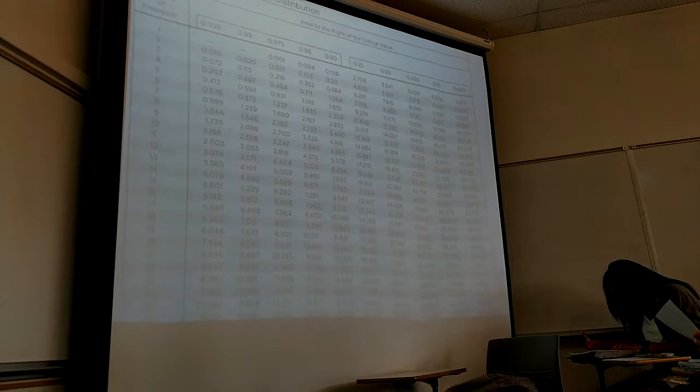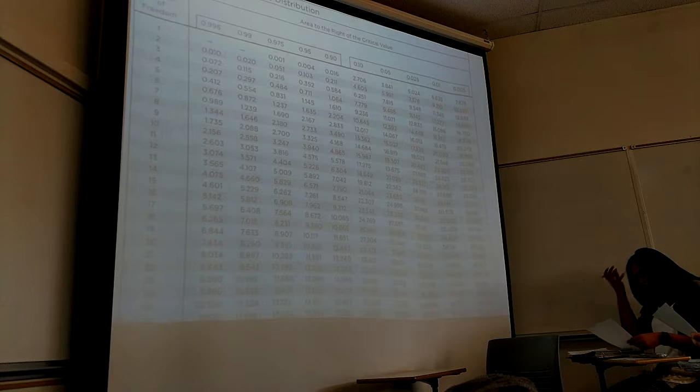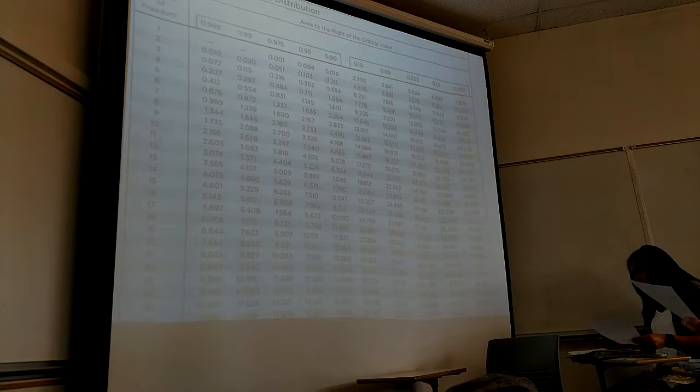Alright, before I give you the alpha that I want to use, let's talk about some of the evilness of this. Now that we're so used to areas being below the z-score I look up, look at the top of the page, it says this is the area to the right of the critical value. Oh well, too bad for us.